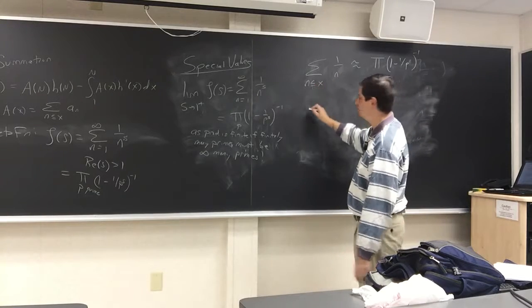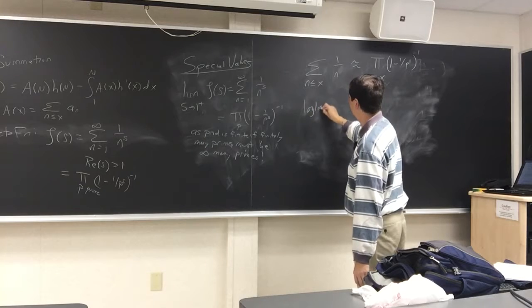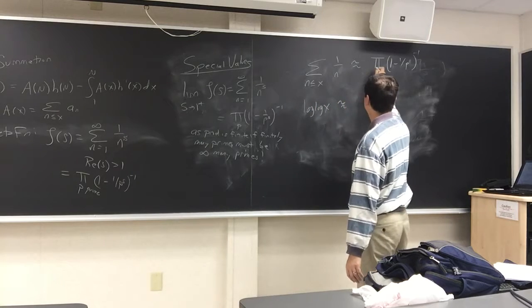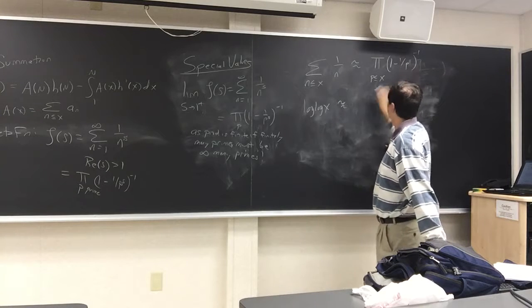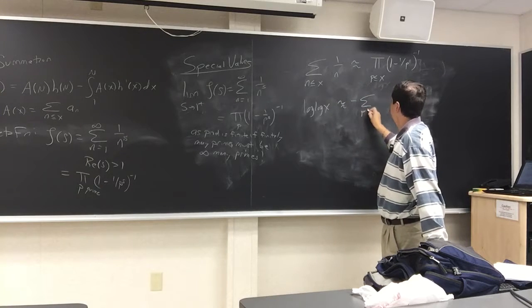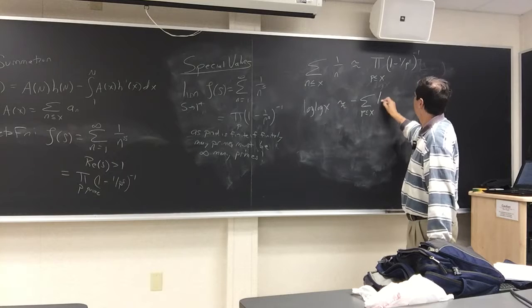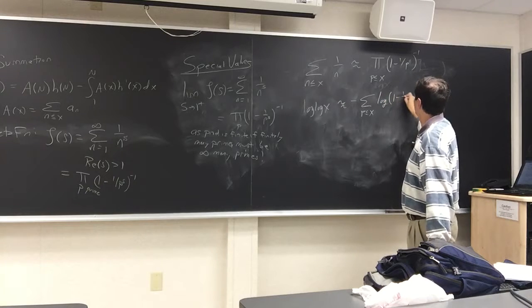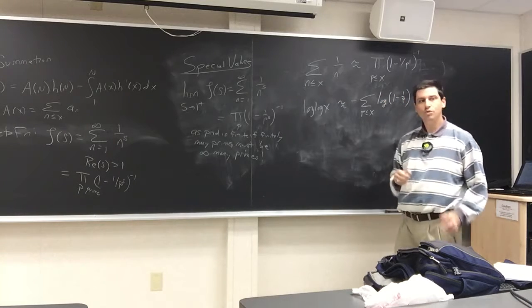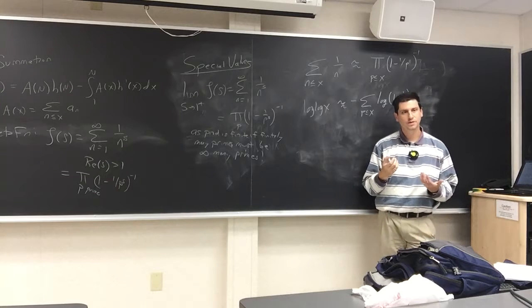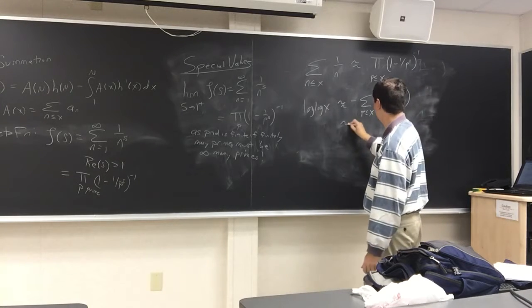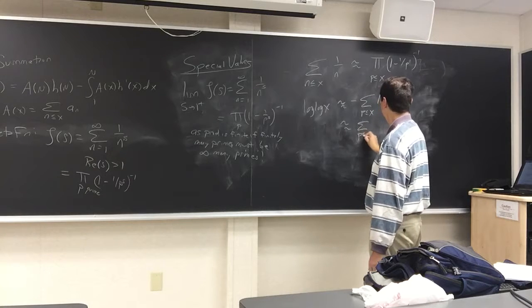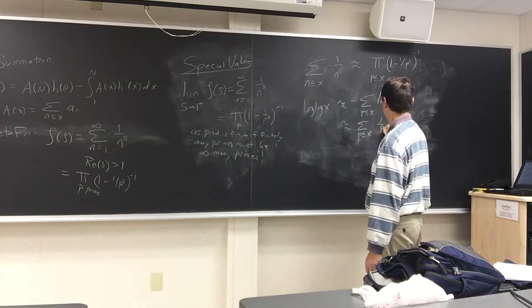So if we take logs of both sides, we get log of x is approximately, the log of a product is the sum of the logs. The negative 1 comes out. Negative sum over p less than or equal to x of log of 1 minus 1 over p. Well, the log of 1 minus u is approximately negative u up to lower order terms. So this is approximately the sum over p less than or equal to x of 1 over p.